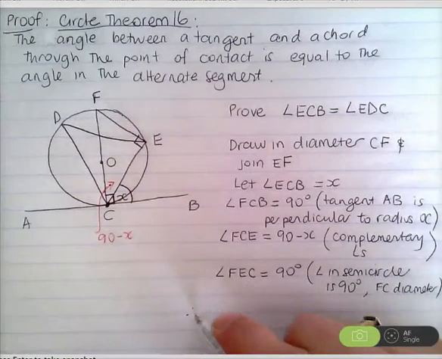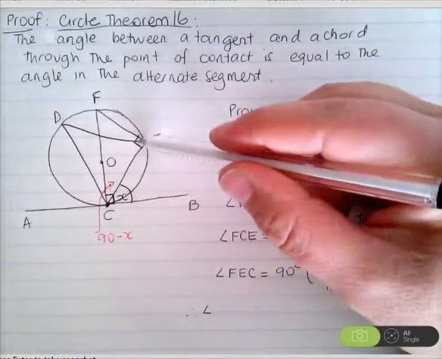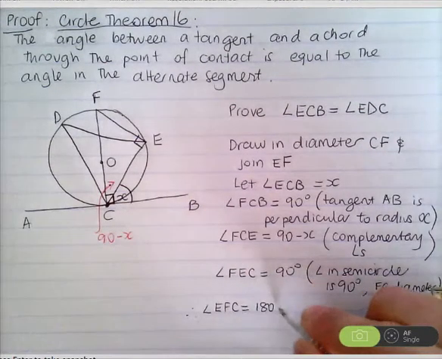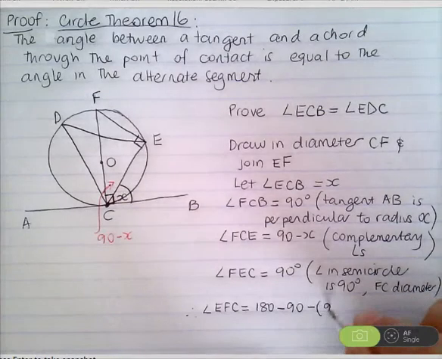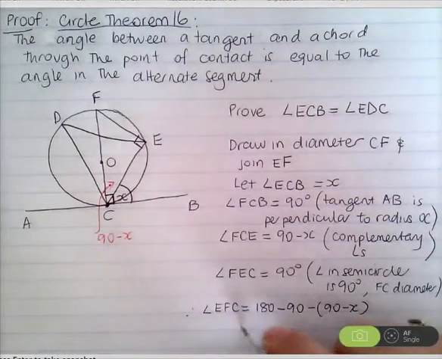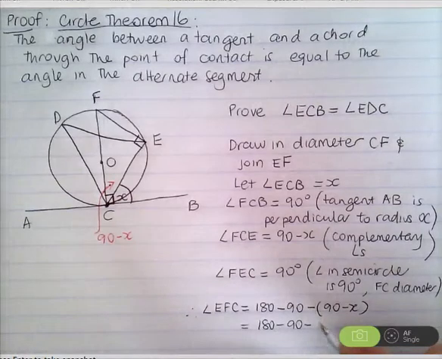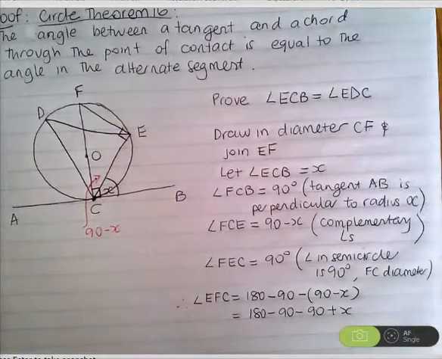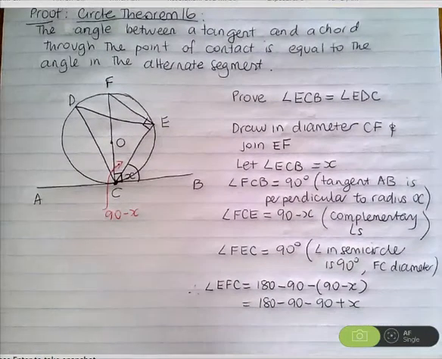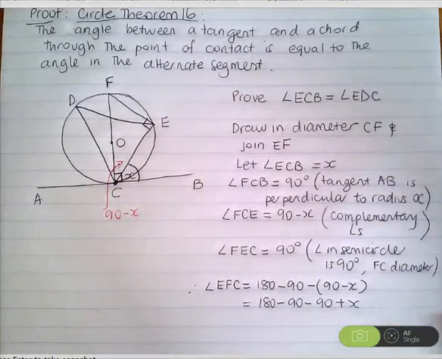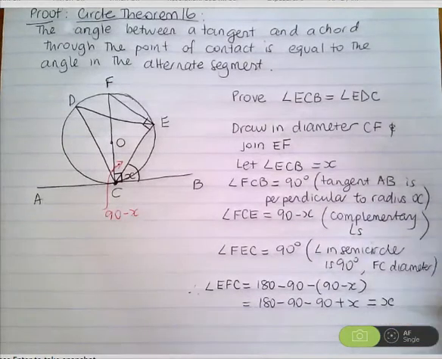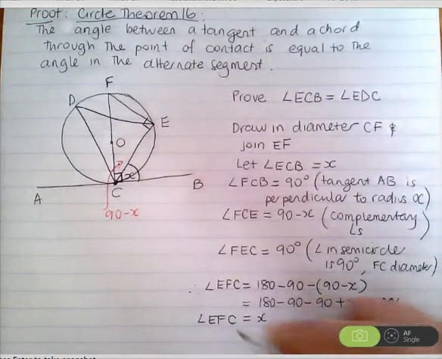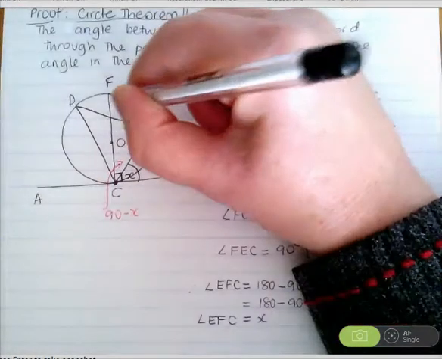So because this is 90 minus X and that's 90, we can say that angle EFC is equal to 180 minus 90 minus the 90 minus X, that bit drawn in red, which is 180 minus 90 minus 90 plus X. I'm just running out of room, so I'll refocus this. So angle EFC is 180 minus 90 plus X, which is equal to X, okay? I'll just put it down there. So angle EFC is equal to X. Now, I'll just put an X in there.